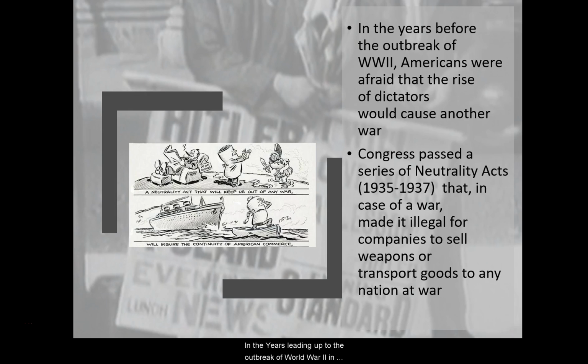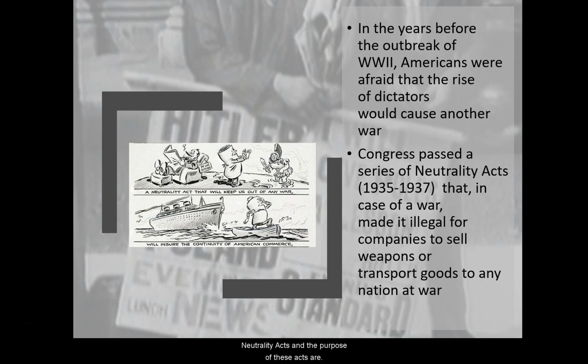In the years leading up to the outbreak of World War II in 1939, Americans are scared. They see the rise of Hitler and Mussolini and Stalin, and they see what they're doing in their respective countries, and they're fearful that this is going to cause another war on the same level or worse than World War I. And it's because of this fear that Congress passes a series of neutrality acts.